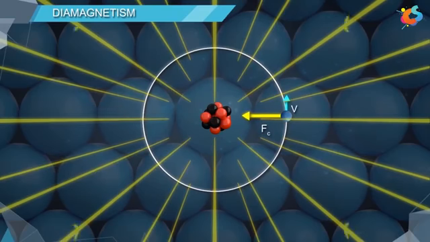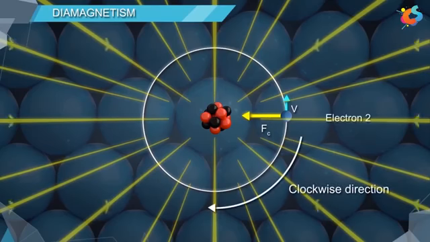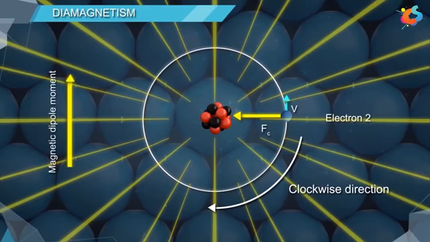On the other hand, in the case of an electron which is moving in a clockwise direction, the Lorentz force acting on the electron will be in a radially inward direction. Since these two forces are acting on the same line and in the same direction, the effective centripetal force acting on the electron will increase. Due to this, the velocity of the electron will also increase. Due to the increase in velocity, the magnetic dipole moment of the electron will increase.